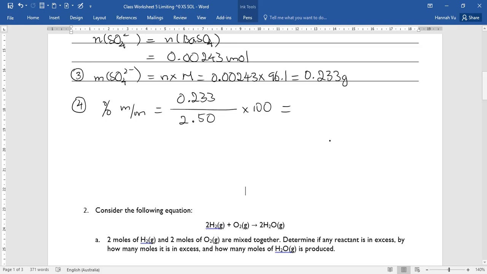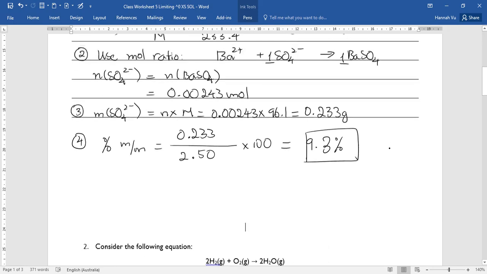Which is 9 point something, so if you correct to two significant figures it will be 9.3%. So that's the final answer. So that's a quick revision of gravimetric analysis, question 1 of this worksheet.